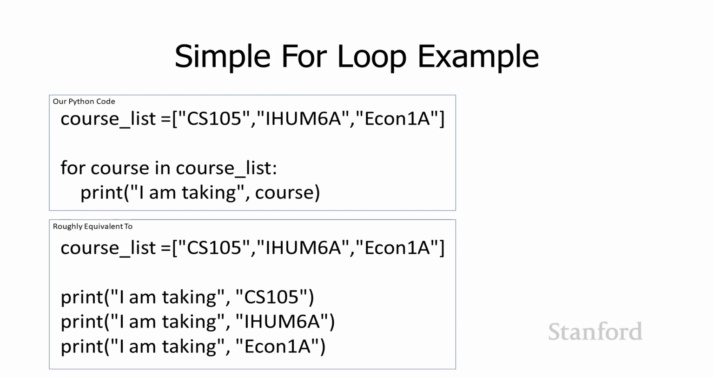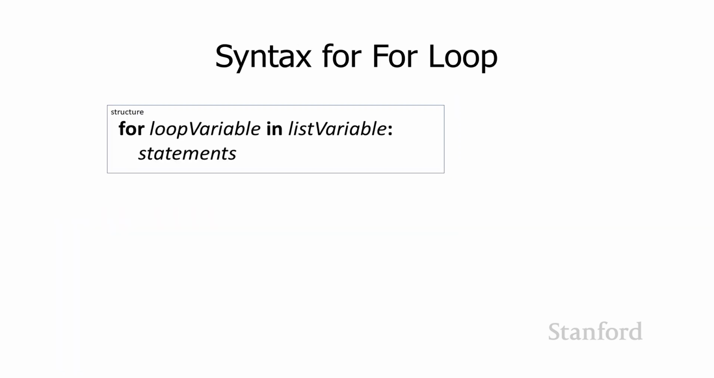Now you can kind of think of this loop as being the equivalent of the non-loop version, print I am taking CS105, print I am taking ihum6a, print I am taking econ1a. But because we're doing this in a for loop, we have a lot more flexibility. We can change all the items in the list, and it will automatically change the number of times it's printing. So the loops are super useful and very important when we're working with lists of items. So let's take a quick look at the syntax of our loops.